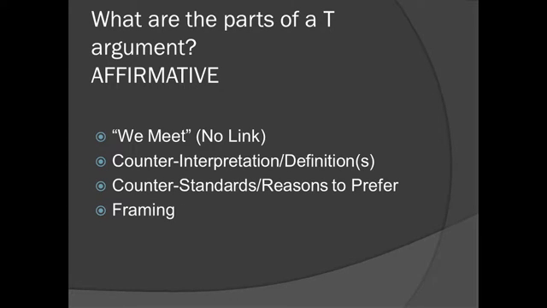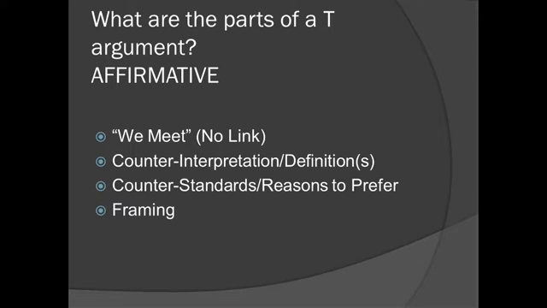So what are common responses that are made by affirmative teams who are debating against topicality? Well, again, there are 4 main parts to this. The first argument you want to have is a we meet argument. Now, a we meet argument you can think of kind of as a no link argument.